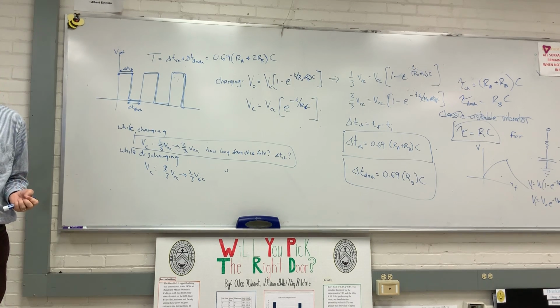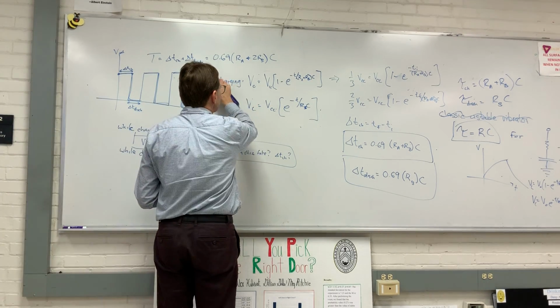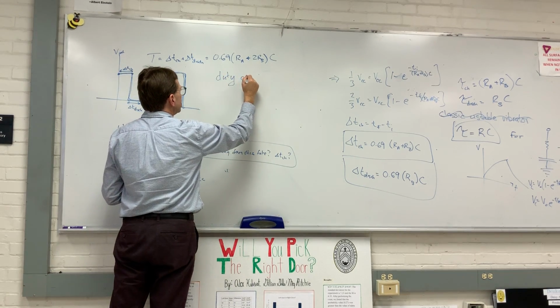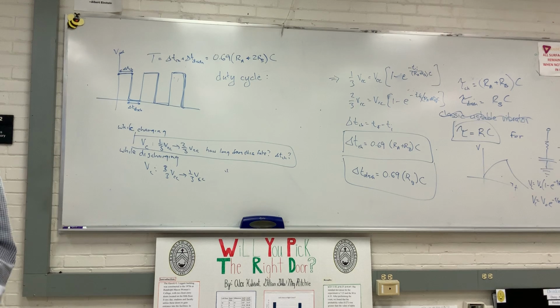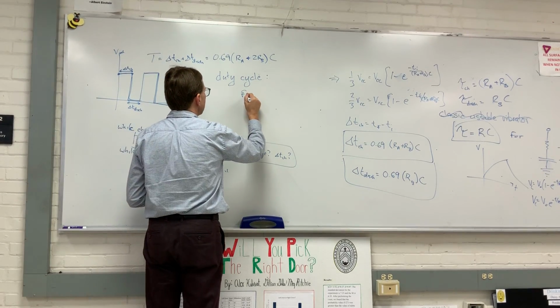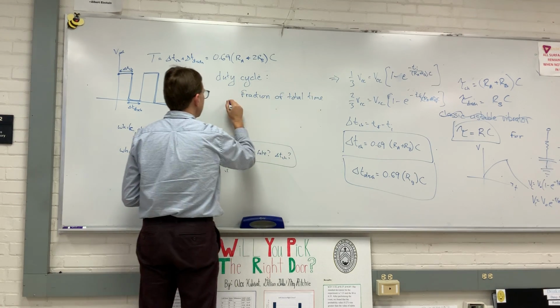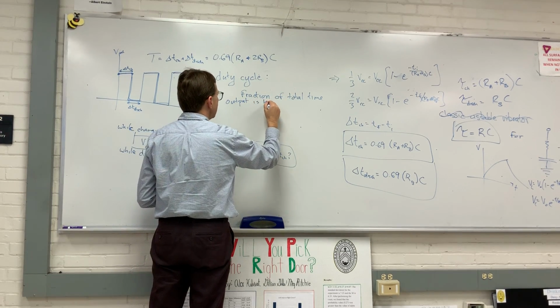So you can see how you can now set the period of oscillation. You can also set how much time the output is high versus low. The duty cycle is defined as the fraction of the total time the output is high. It's not high over low or low over high. So we try to shoot for 1/2. I know what you're getting at, but give me a second. Fraction of total time the output is high.